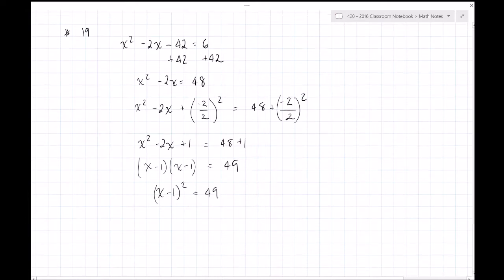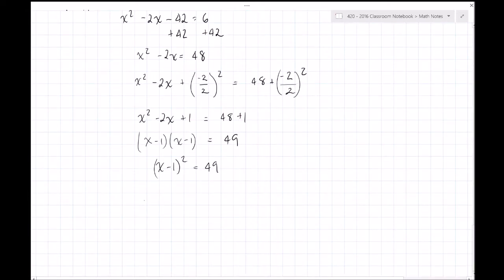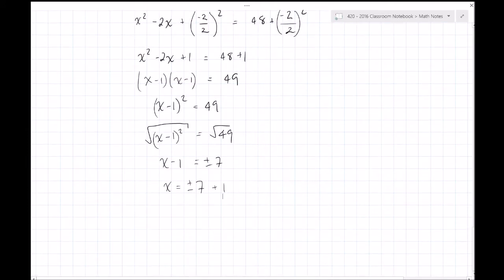And now again, we can solve this by taking square roots. We take the square root of both sides. We're going to end up with x minus 1 equals plus or minus 7. Therefore, x is equal to plus or minus 7 plus 1. So what is that? Solution set includes the values 8 and negative 6. Not too bad.